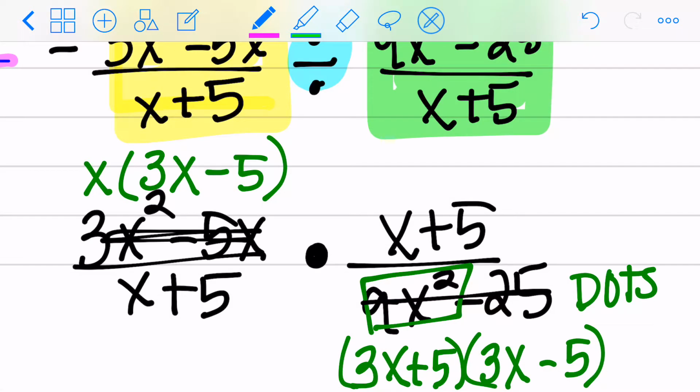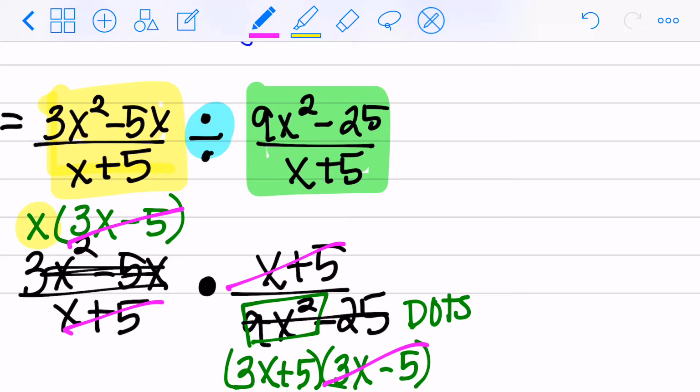So where can we cancel? Well, we can cancel the 3x minus 5 with this 3x minus 5, and the x plus 5s. Cancel those. So what are we left with? In our numerator, we're just left with x. In our denominator, we're left with 3x plus 5.